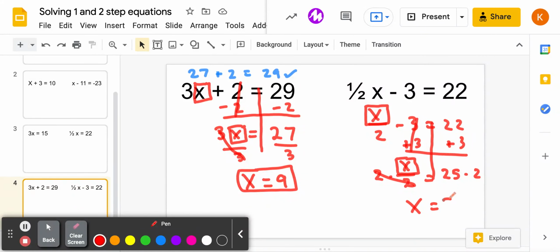25 times 2 is 50. So the value of x must be 50. Let's check it to be sure. 1/2 times x. If x is 50, that means half of x, which is half of 50, which is 25, minus 3. Does that equal 22? Sure does. You've checked it.